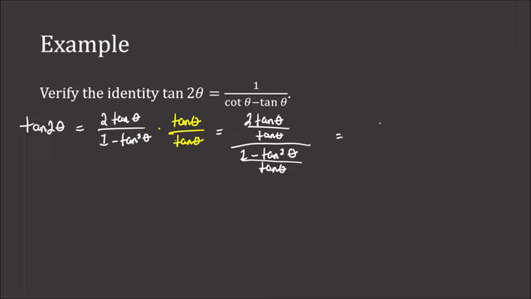The numerator is just 2. Then for the denominator, we get cotan theta minus tan theta.